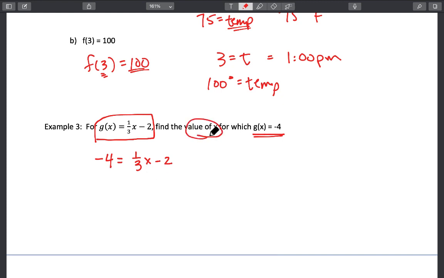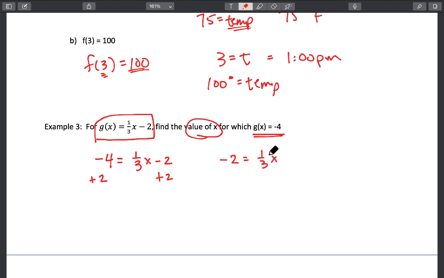In other words, find your independent variable that produces the dependent variable of negative 4. All right, we're going to solve this like we'd solve any other equation. Start by adding 2 over to the other side. That leaves me with negative 2 is equal to 1/3 x.